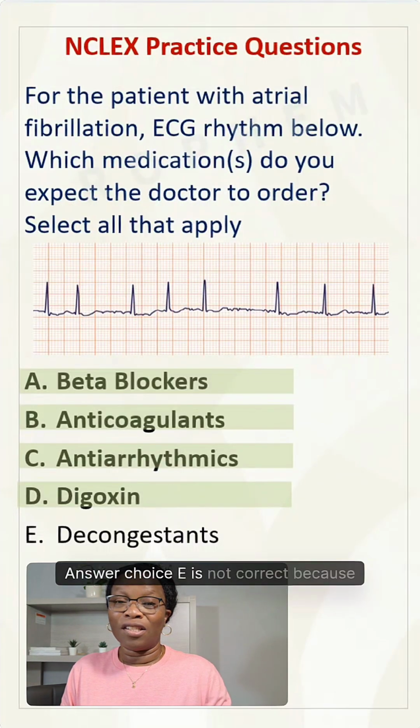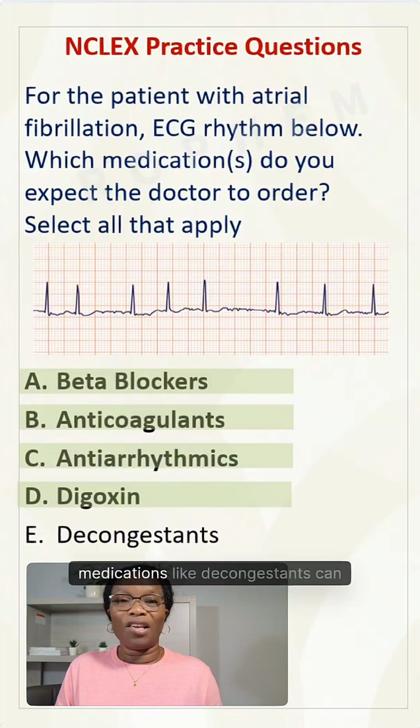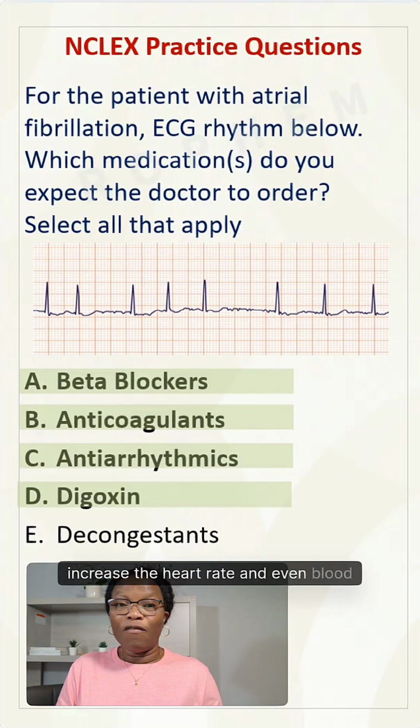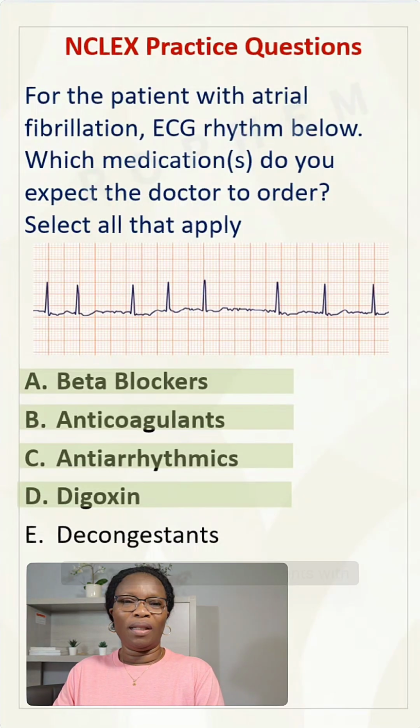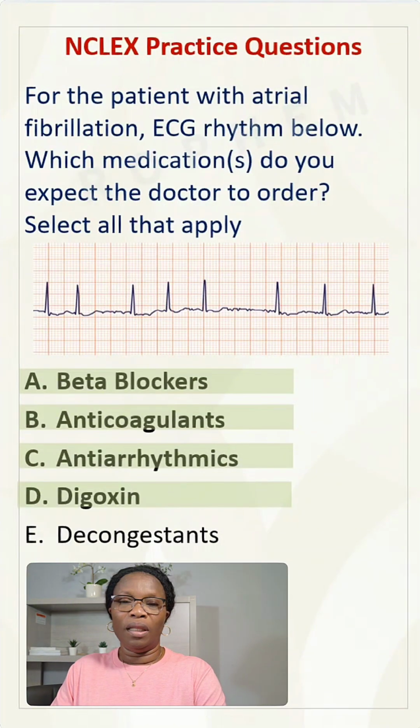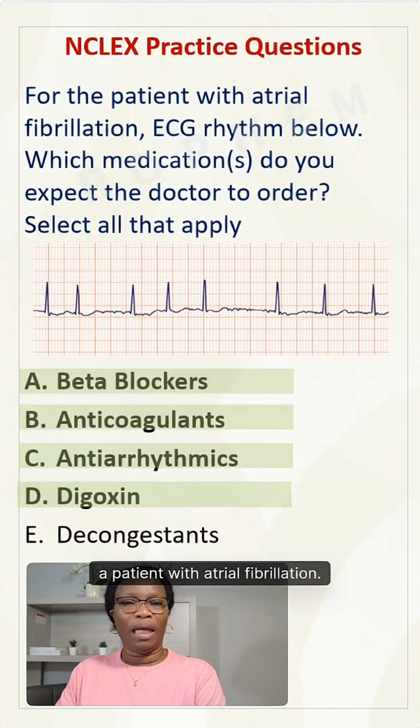Answer choice E is not correct because medications like decongestants can increase the heart rate and even blood pressure, and that will increase cardiac workload. So they are not good for patients with atrial fibrillation. And that means we do not expect decongestants to be ordered for a patient with atrial fibrillation.